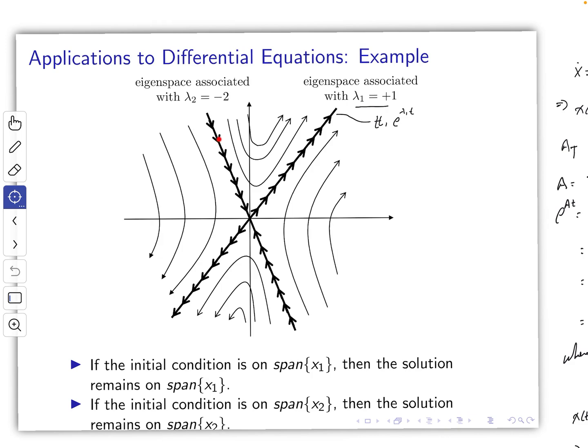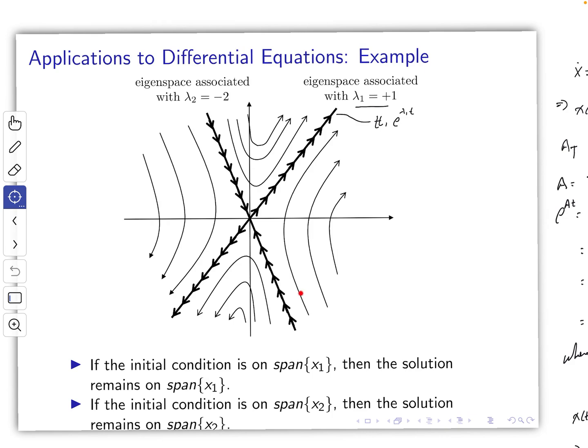Similarly, if it starts on this stable eigenvector, it will move in according to e to the minus 2t. So everything's going to be coming along these arrows. Now, what happens if I have an initial condition that is a linear combination of the two?